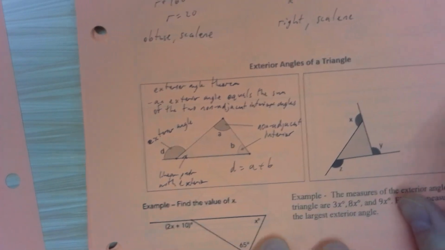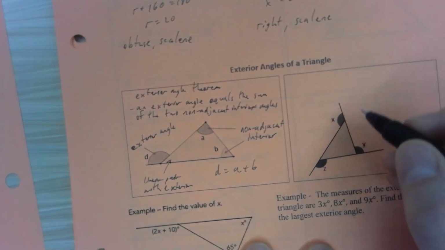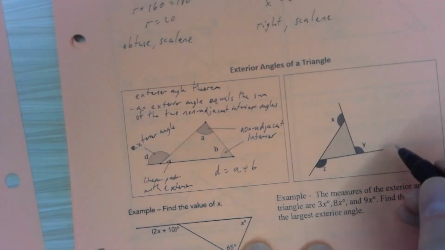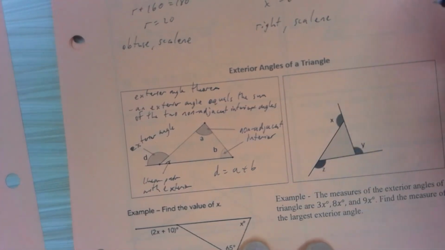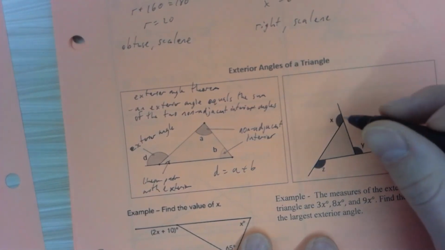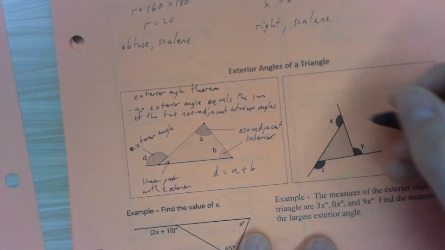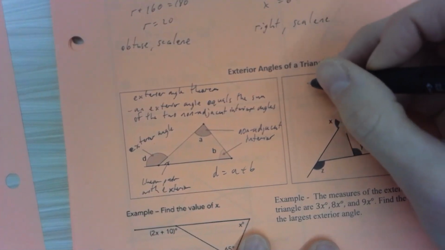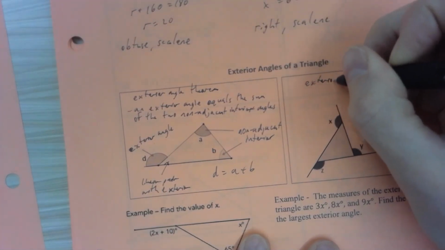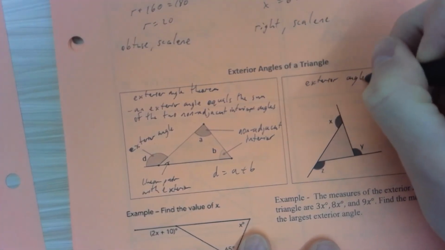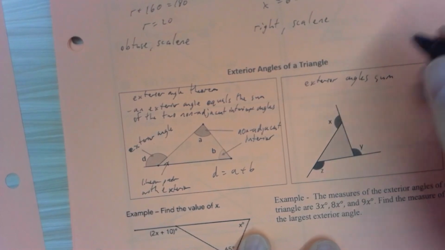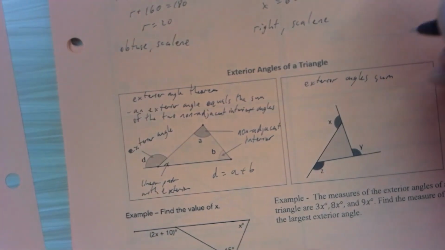It's kind of cool. Now, another thing we can say about the exterior angles is, they also have a total, just like the interior angles do, but they don't add up to 180, they add up to 360. Exterior angles, we'll call this the exterior angle sum theorem. Exterior angle sum.